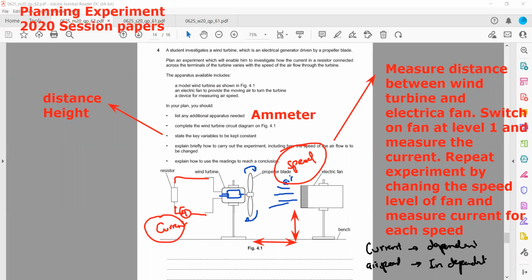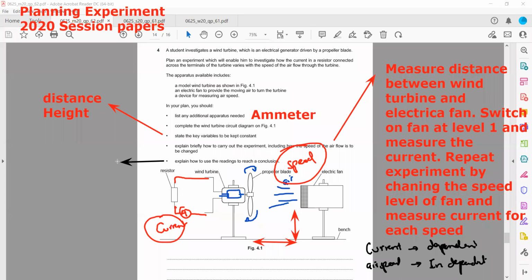So when you are measuring two quantities, it is better you mention, even if they did not ask which is dependent and which one is independent. Whenever you are writing the procedure, you should mention independent and dependent variables as well. So current produced depends on the wind speed. So current is a dependent quantity, whereas wind speed, the air, we are only changing. So that is independent. Then the last part, explain how to use the readings to reach a conclusion.